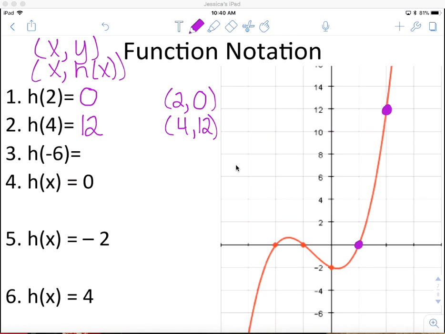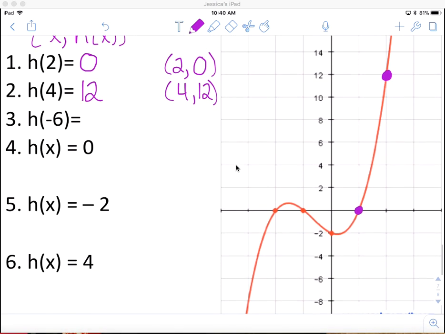Number 3 is very similar, except number 3 we're using -6. So if you go to where x is -6, right here, you can see that I'm hitting my curve way down here at -8. So when my input is -6, my output is -8. So that would be my answer for number 3.